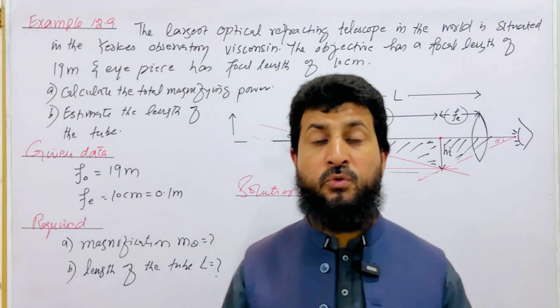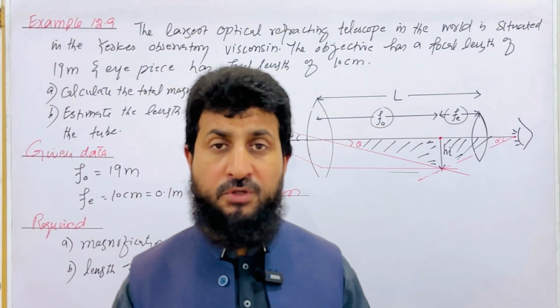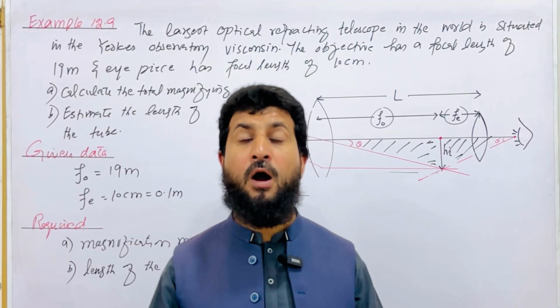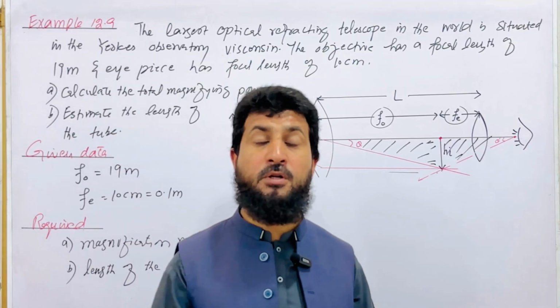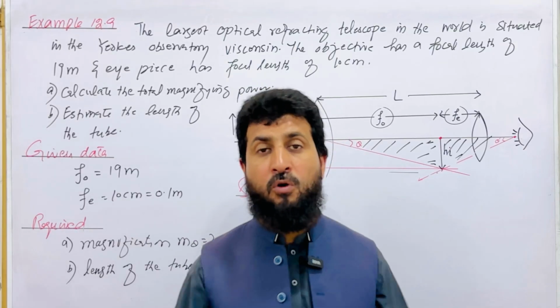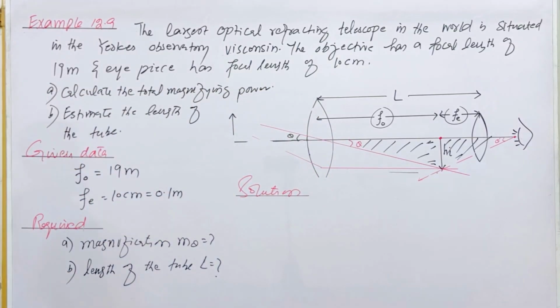Assalamu alaikum students. Today we are going to solve two numerical questions, two practice problems related to the topic refracting telescope. How to find the magnification of the refracting telescope and how to find the length of the tube of the refracting telescope. Example 12.9. The largest optical refracting telescope in the world is situated in the Yerkes Observatory, Wisconsin.